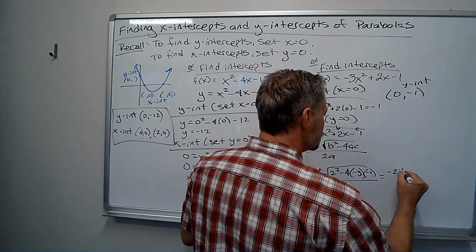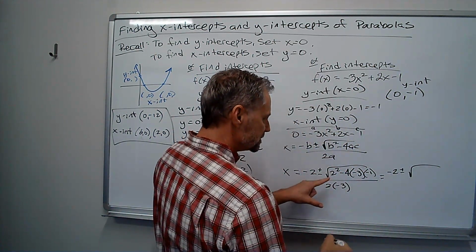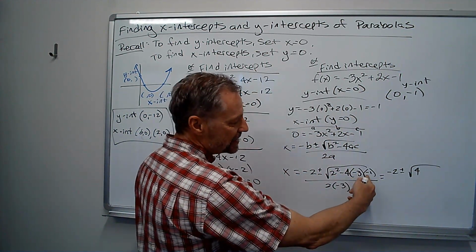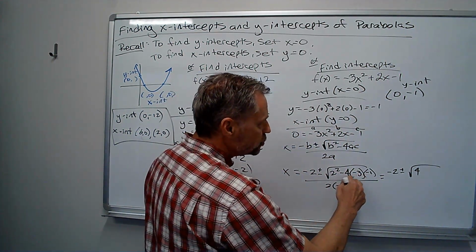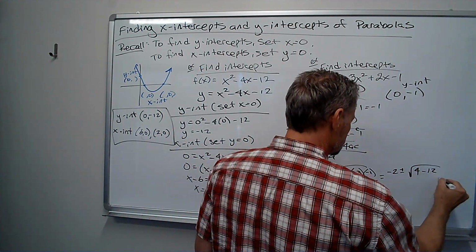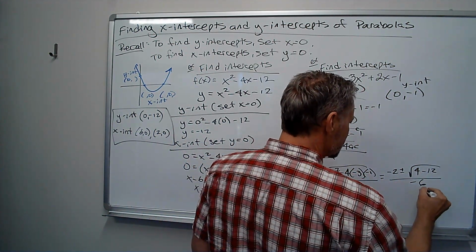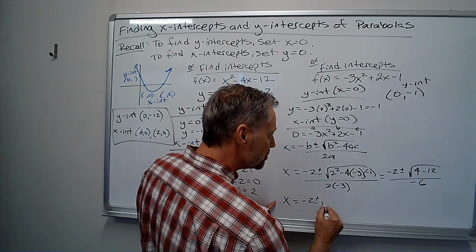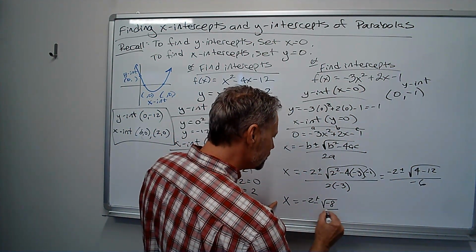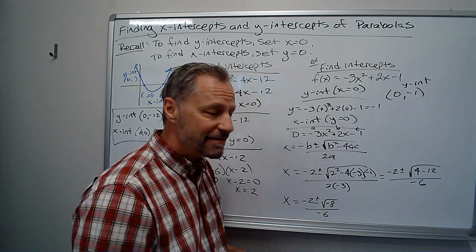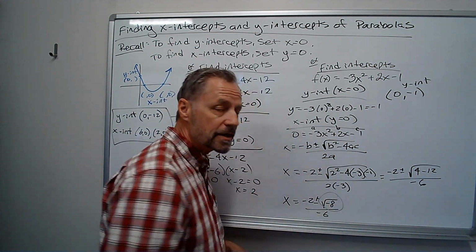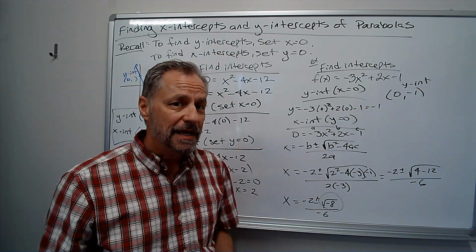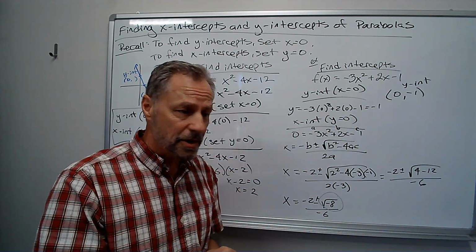So I get negative 2 plus or minus, let's see, this is going to be 4. These negatives cancel to a plus, but then I have another negative, so it's going to be negative 12, all over negative 6. But notice what I get is x equals negative 2 plus or minus the square root of negative 8 over negative 6. And I've got a problem right here. Remember, I can't have a negative under a square root to be a real number. This is actually a complex number.